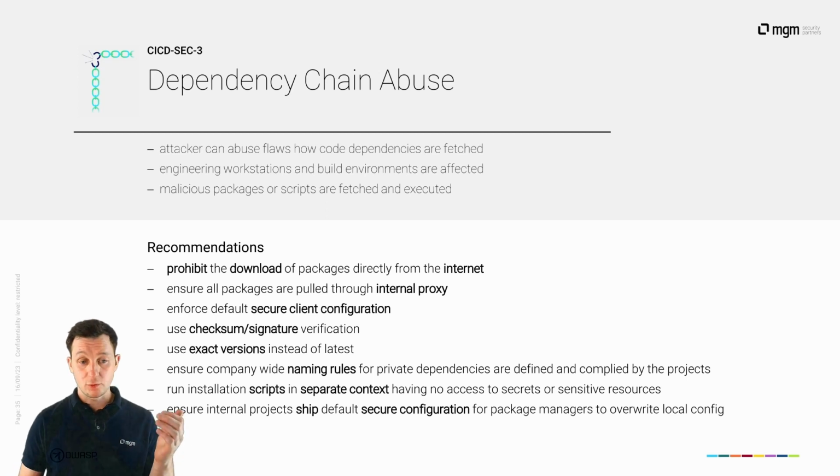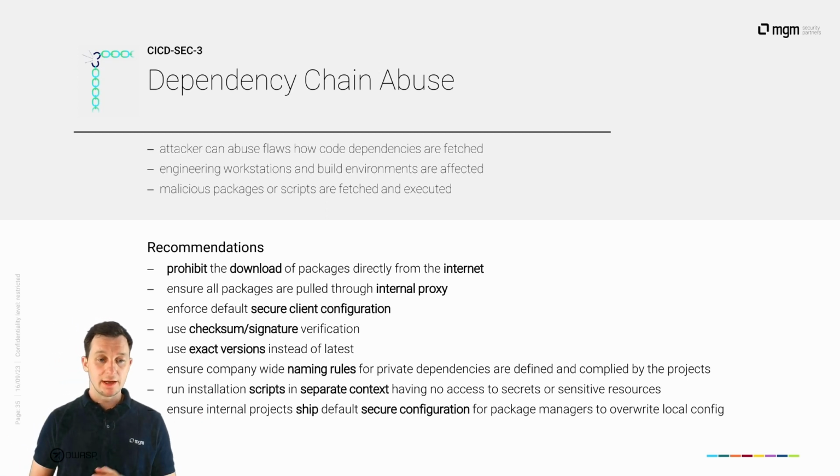Then what you should do is to ensure a company-wide naming rule for private dependencies. And this means that you have a wiki page or something where every developer knows, when I create an internal package or Docker container or whatever, I have to match this naming rule to be sure that this is not affected by dependency confusion, so that no person from outside can just define it and then overwrite my local version of it.